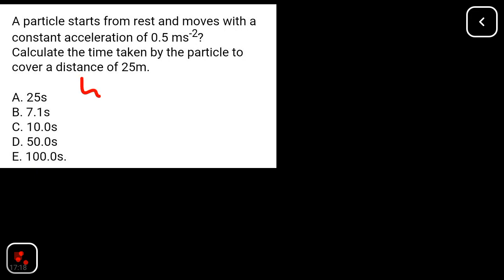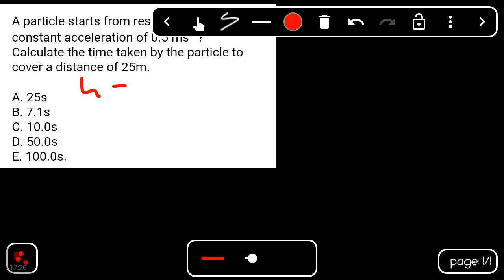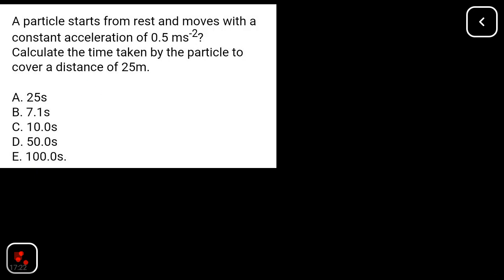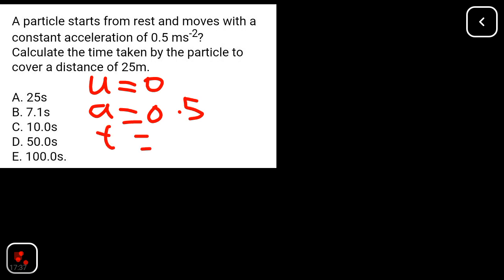So start with rest. So quickly write our u is equal to 0 as usual, and it accelerates with constant acceleration. So you also have acceleration as 0.5. Calculate now the time taken for the particle to cover a distance of this.